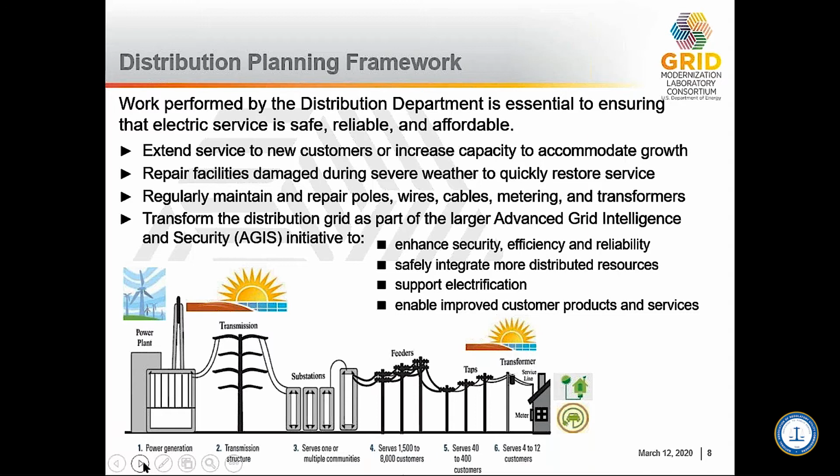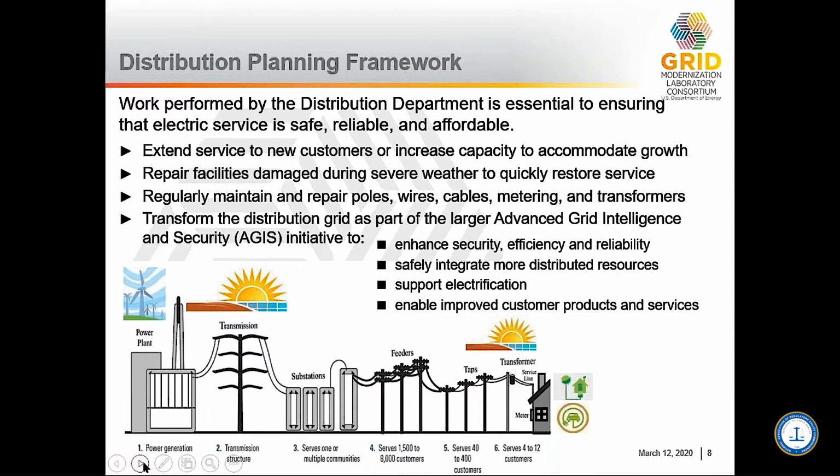The work performed by distribution planning is essential to providing safe, reliable, affordable electricity. However, in addition to the traditional activities that are required to maintain and extend the electric service, the distribution department is also charged with transforming or modernizing the grid as part of the so-called Advanced Grid Intelligence and Security Initiative, or AGIS. And so AGIS is basically another name for the grid modernization efforts being undertaken at Xcel Energy that build on top of the traditional distribution planning activities. And that's one of the things I want to drive home today.